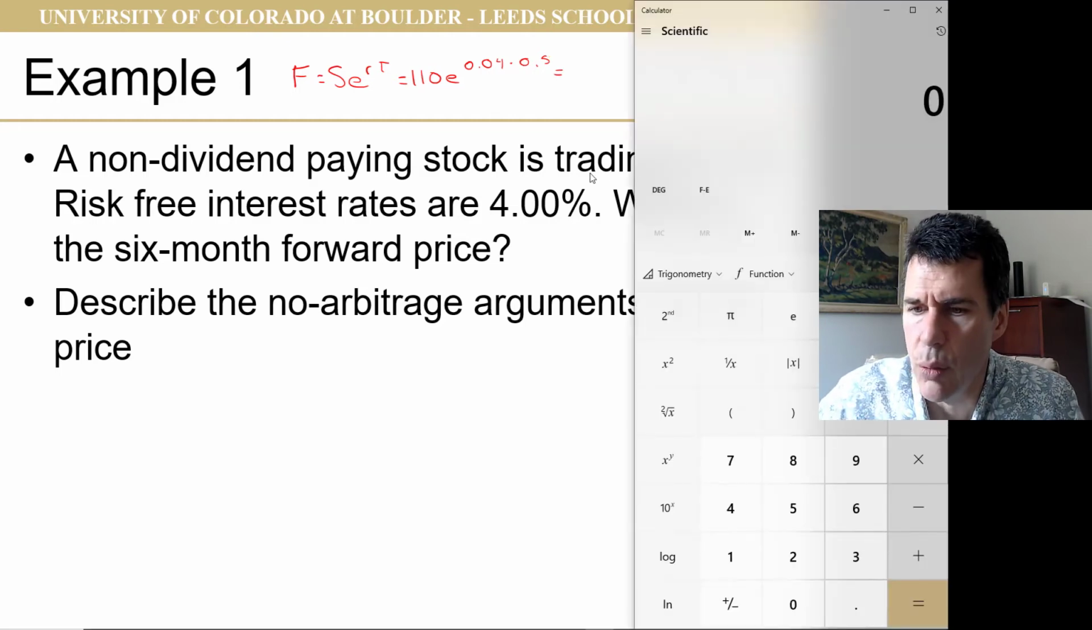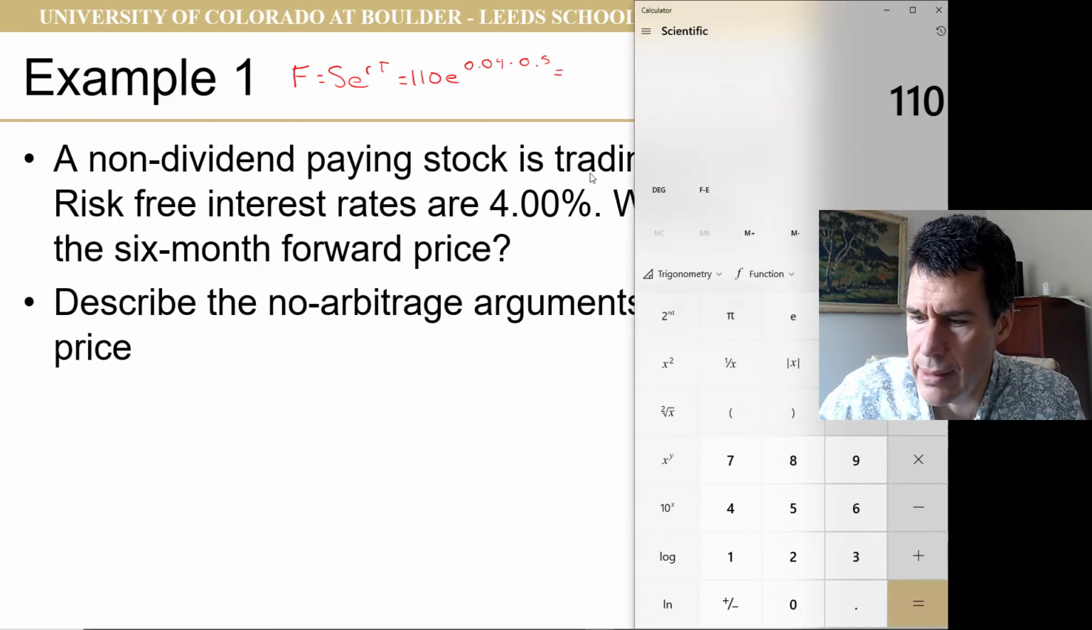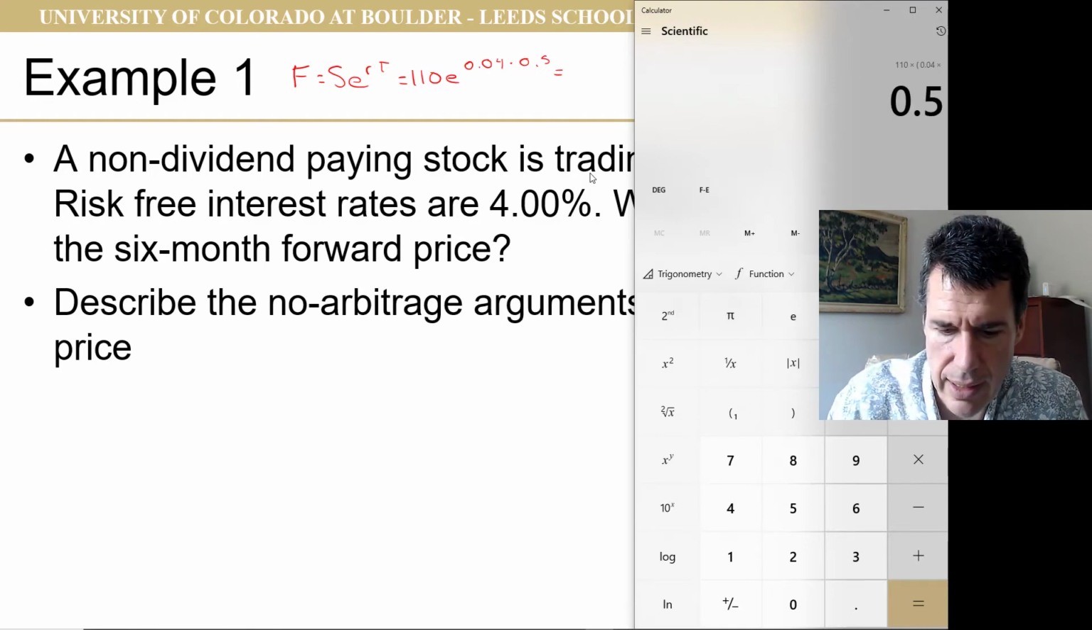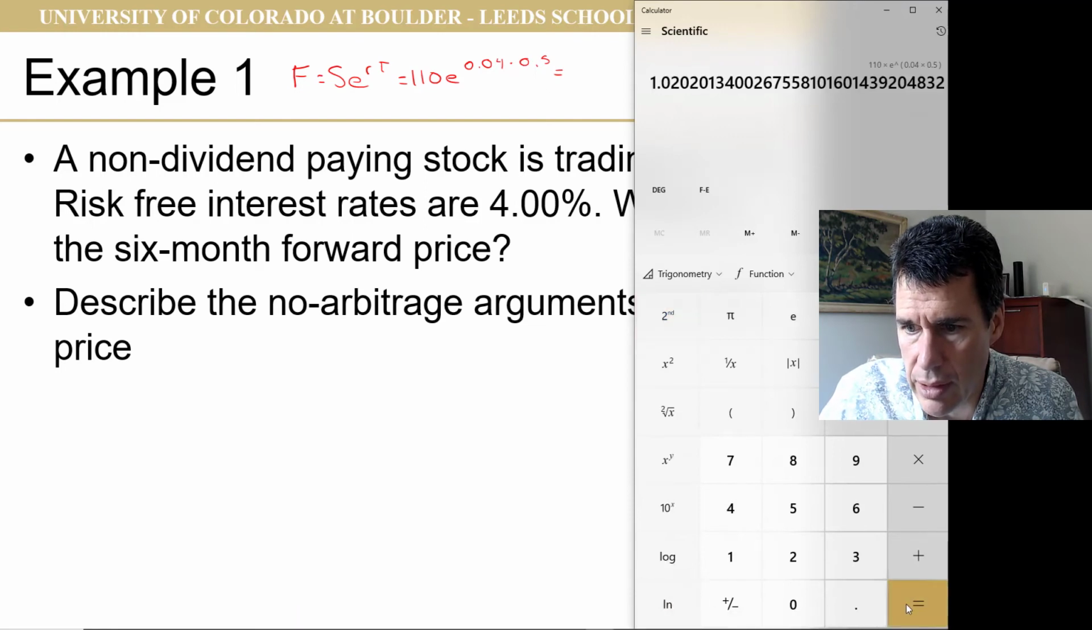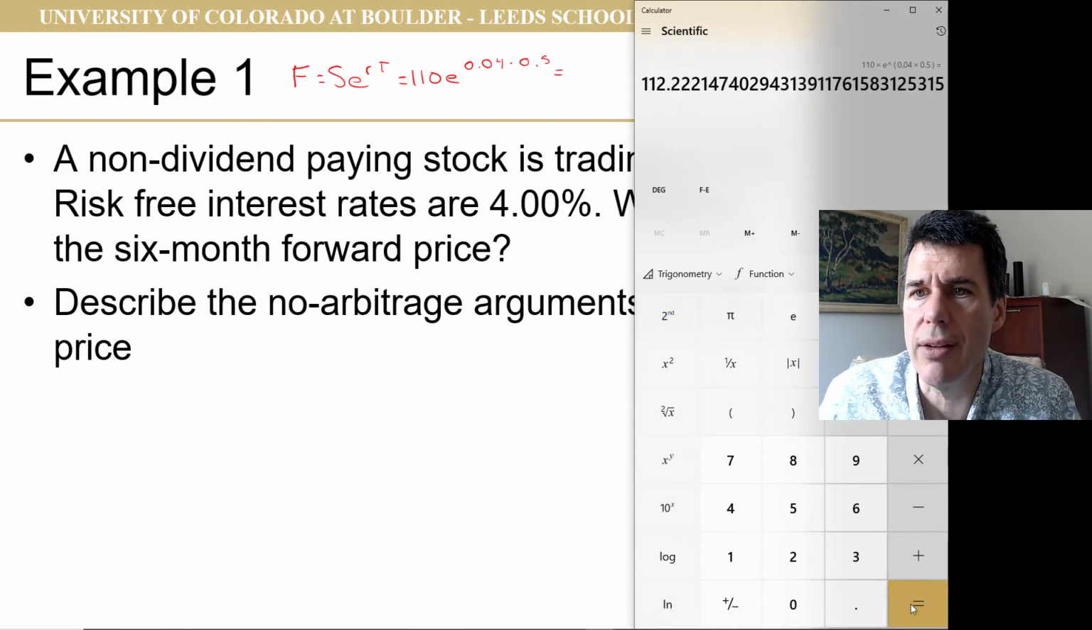We have 110 times 0.04 times 0.5, e to the x equals, so 112.22.